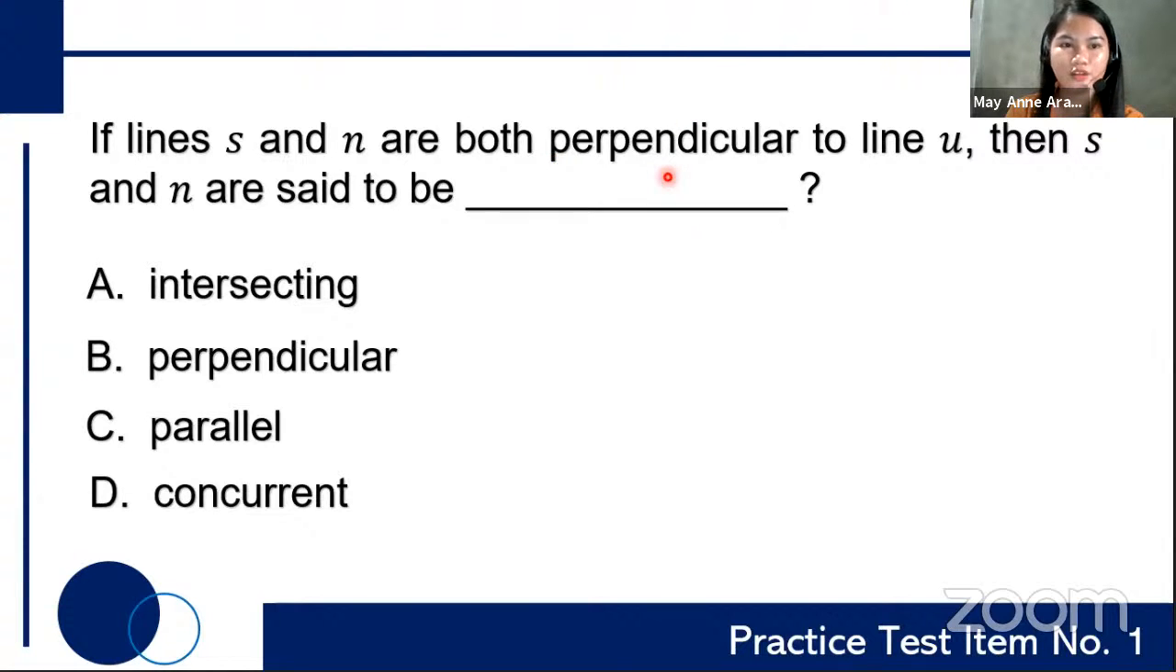Okay, what's the answer for this item, for this question? What do you think is their relation, or what type of line are they?